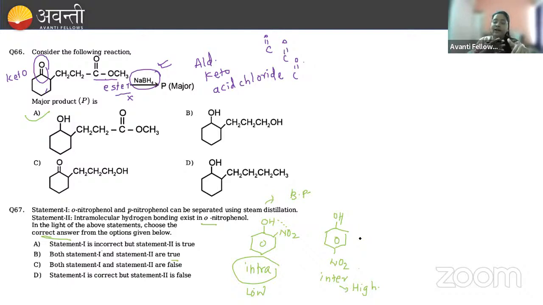On the other hand, intramolecular hydrogen bonding is present in ortho, and that's why it has a low boiling point. So you can see they have a vast difference in their boiling points, low and high, so they can be separated by using steam distillation. So both the statements are true. Any doubt?